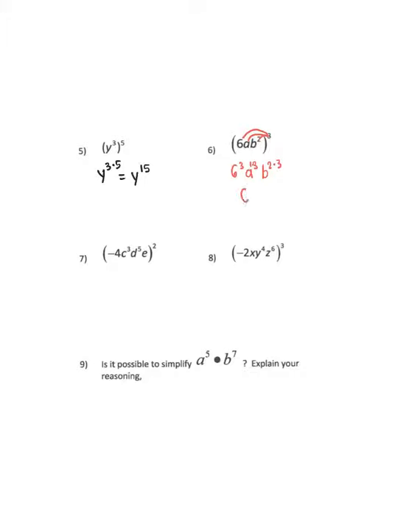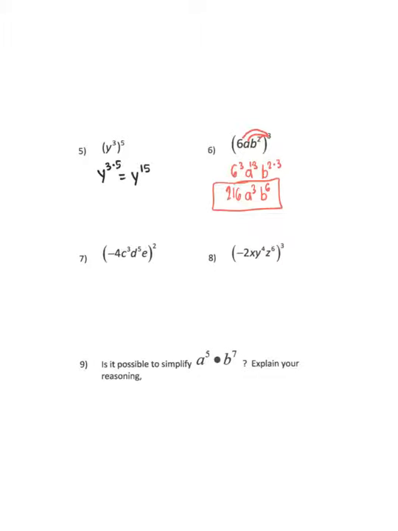So my final answer here, 6 to the 3rd, I have 6 times 6 is 36, times 6 again gives me 216. Then a to the 1 times 3, that's just 3, a to the third. And b to the 2 times 3, 2 times 3 gives me 6. So this is my simplified answer.